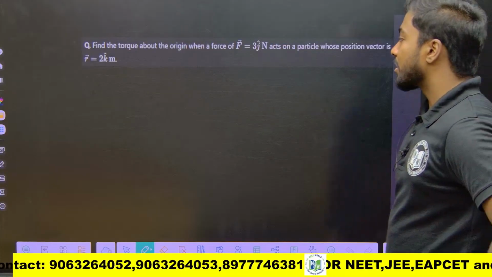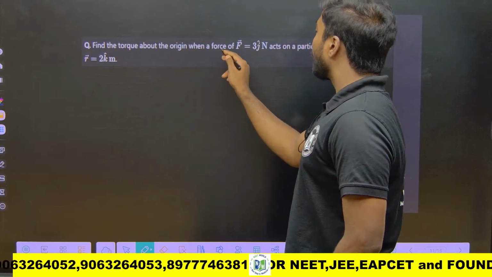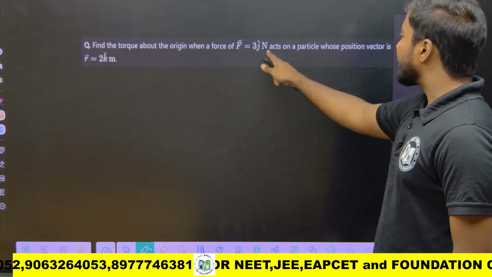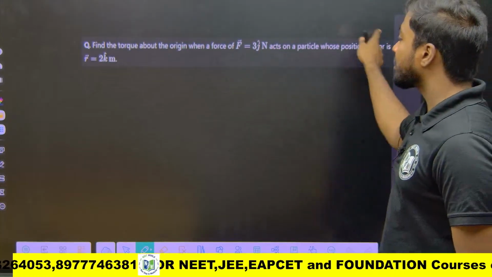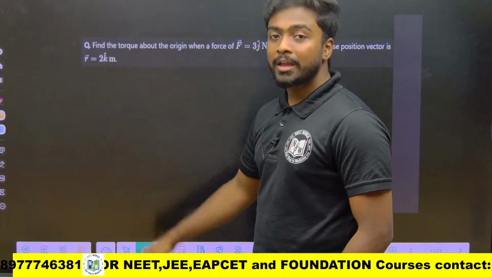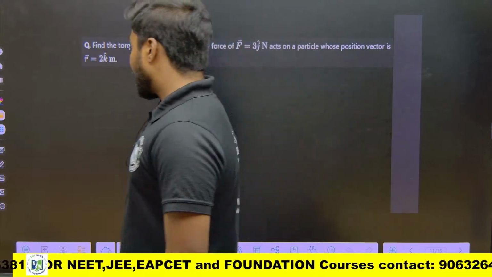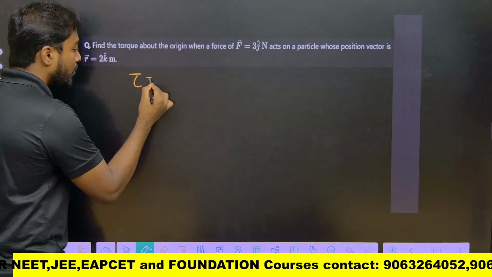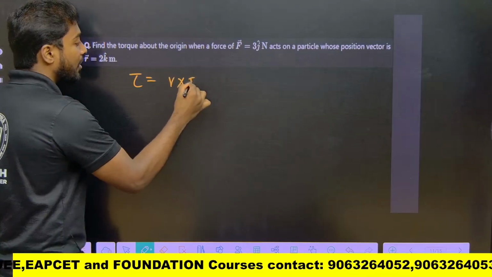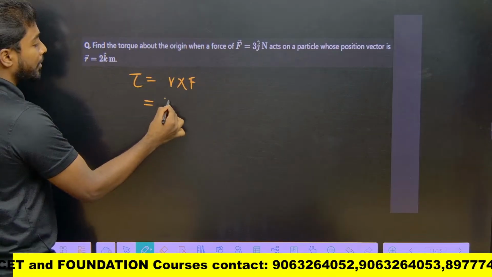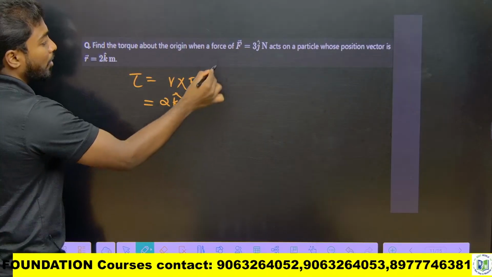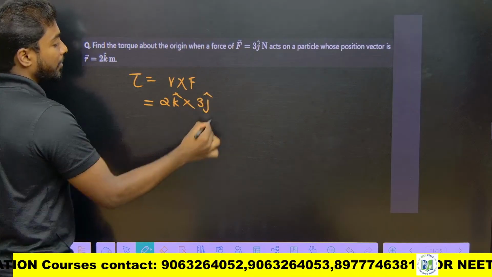Okay, first question: find the torque about the origin when a force F equals 3 Newton j cap acts on a particle whose position vector is r equals 2k. I know the formula, tau is equal to r cross F, where r is 2k cap and F is 3j cap.